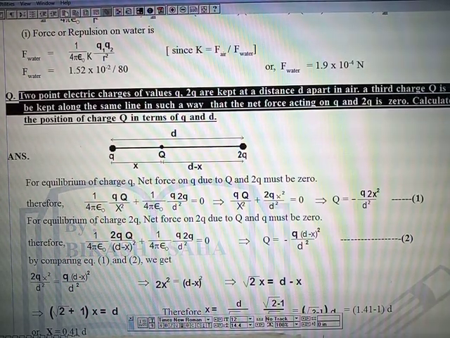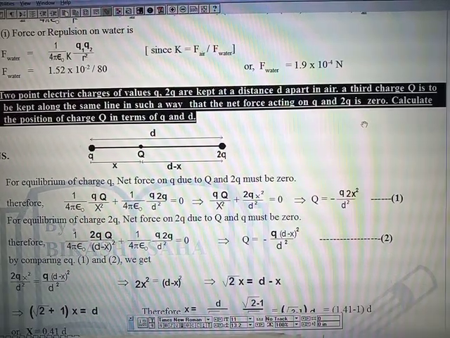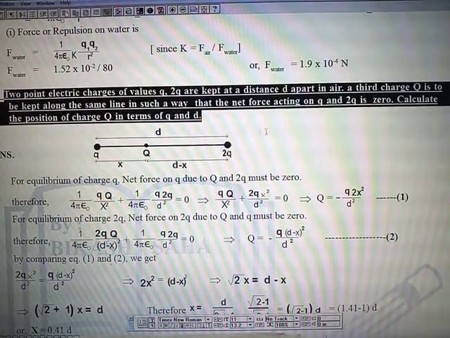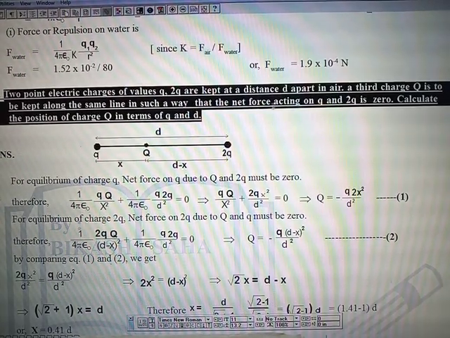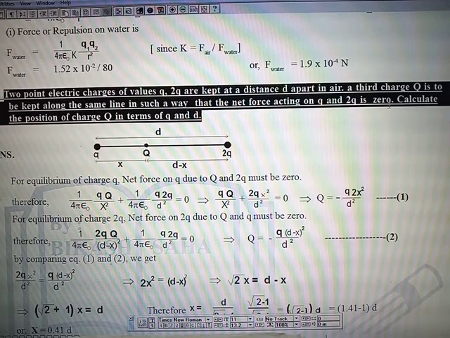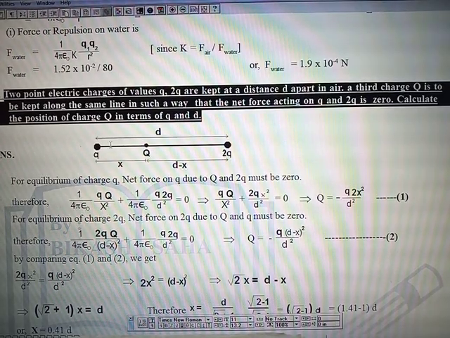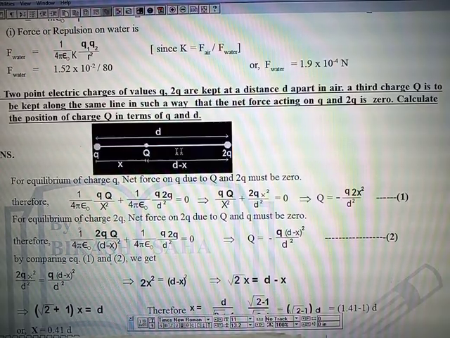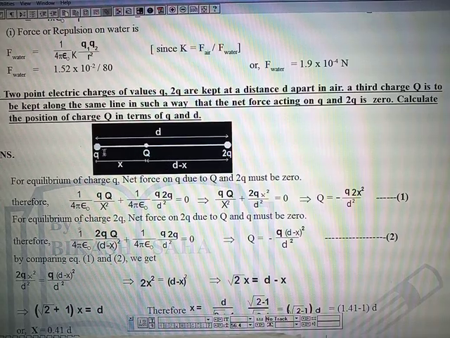The third charge, capital Q, is to be kept along the same line in such a way that the net force acting on q and 2q is 0. Calculate the position of the third charge. Very simple question. There is one charge, you can see. Is it right? This is another charge 2q. Distance between them is d.